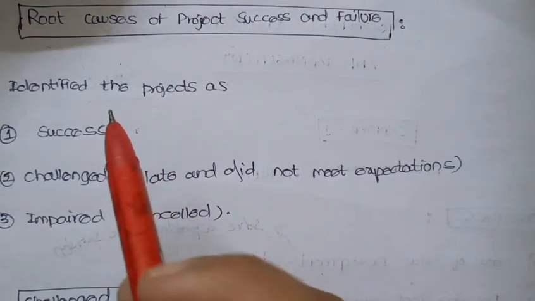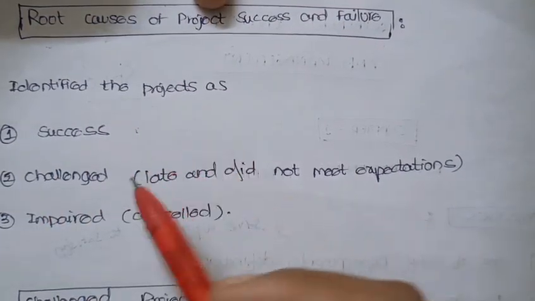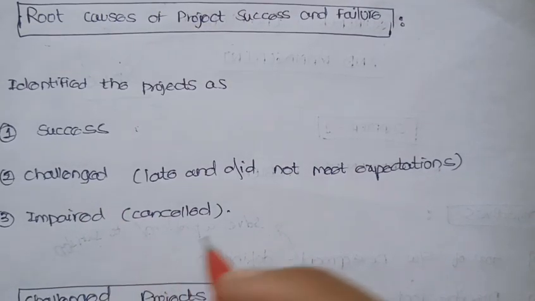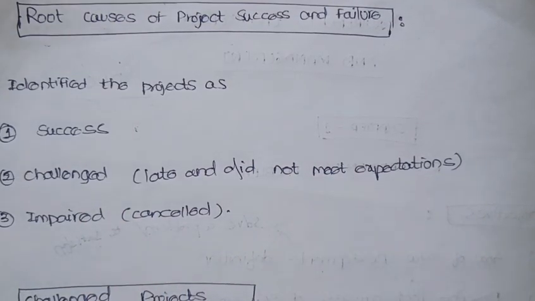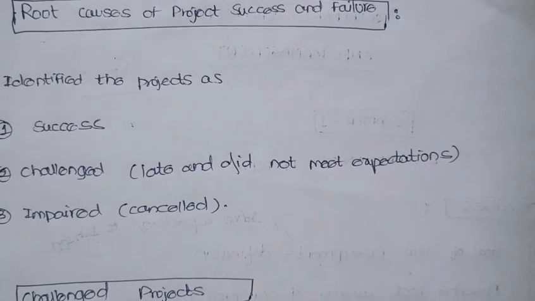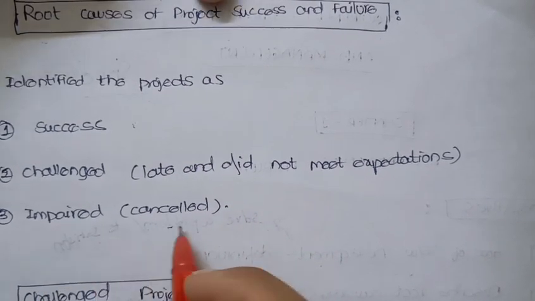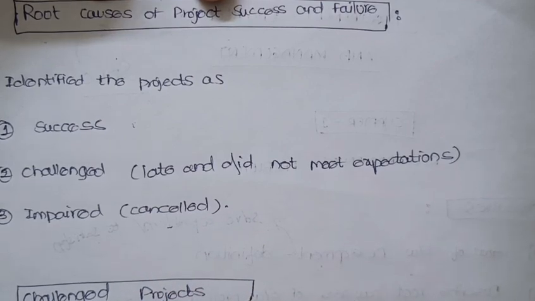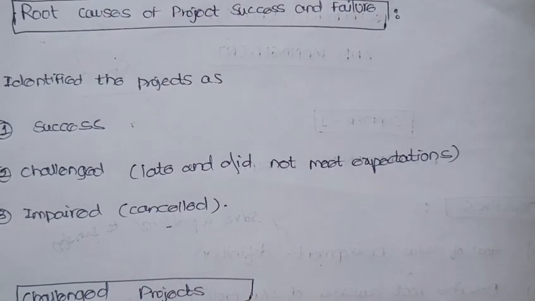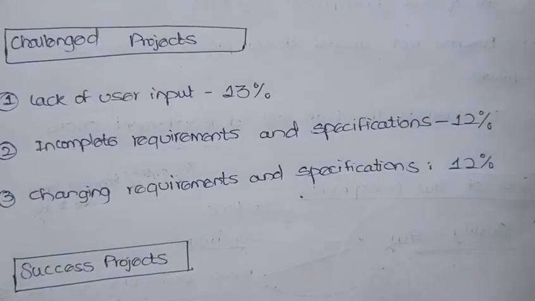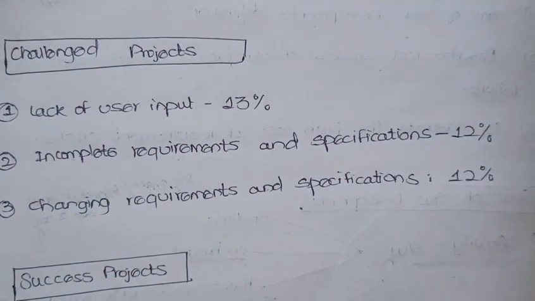Success means a project has been successfully completed. Challenged means it was late and did not meet the expectations. It could be that it was late and then cancelled, or it was late and then it was a failure, so it can be both. Impaired means failure or cancelled even before completion, as we have seen in the previous section of the survey. Now we are going to see what the root causes are that made the projects challenged.